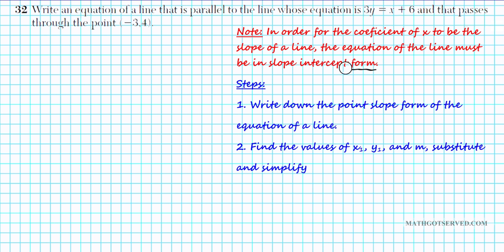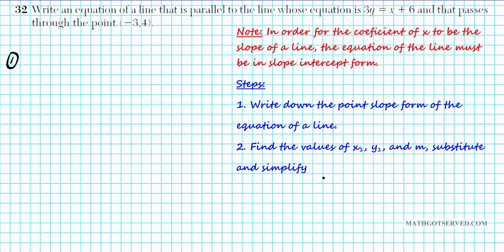Okay, so these are the steps we're going to use to solve this problem. We're going to write down the point-slope form of the equation of a line. It's basically our map. It's going to guide us, tell us what we need and where we're going to put them. And then we're going to find the values of x1, y1, and m. Everything else is fixed in the point-slope form of the equation of the line. We're going to substitute them into the equation and then basically write it in slope-intercept form, namely isolate y. Okay, so let's start with the first step.